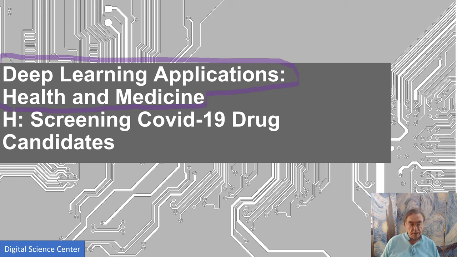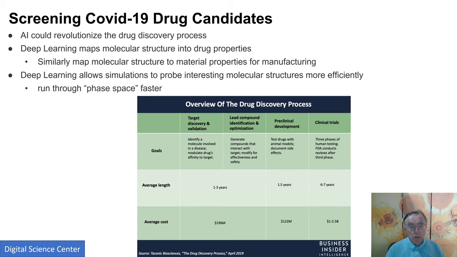Okay, let's go. Section H, screening COVID-19 drug. Before we get started on this large Department of Energy project I mentioned on the first slide, I will make some general remarks as to why it is important to invoke AI and try to improve the drug discovery process.